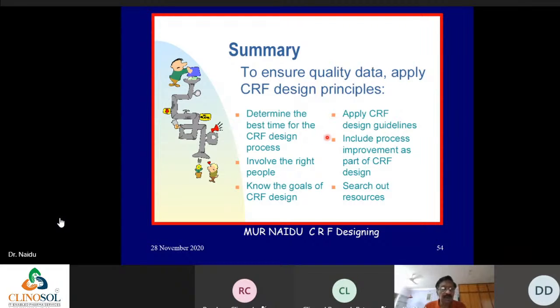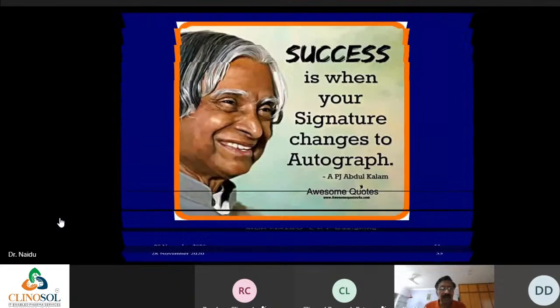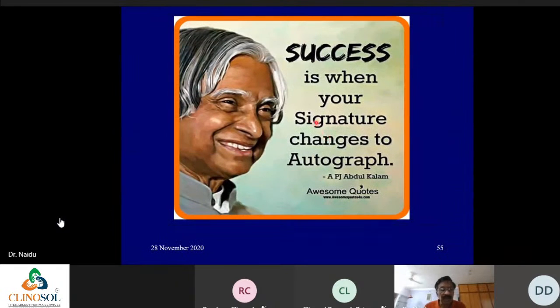So I think this is my final slide, and what I would like to say is that success is when your signature changes to autograph. So you should be very successful so that your signature will become your autograph. This is your aim and you have to work for this aim.